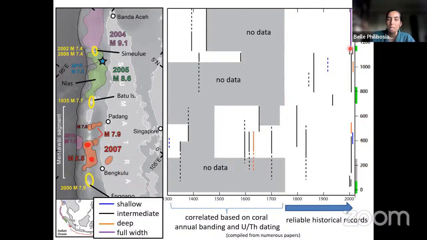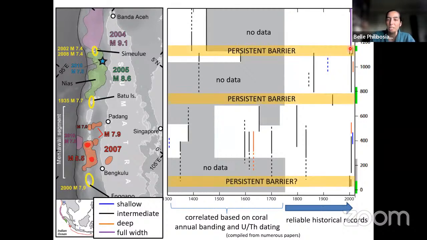So one of the major conclusions that we've come to is there do seem to be some persistent barriers to rupture along Indonesia, one located at Simeulue, one in the Batu Islands, and potentially another one at Enggano Island, though we don't have as much data there. So we never see an earthquake that crosses one of these points, and we see many earthquake ruptures that end at these points.